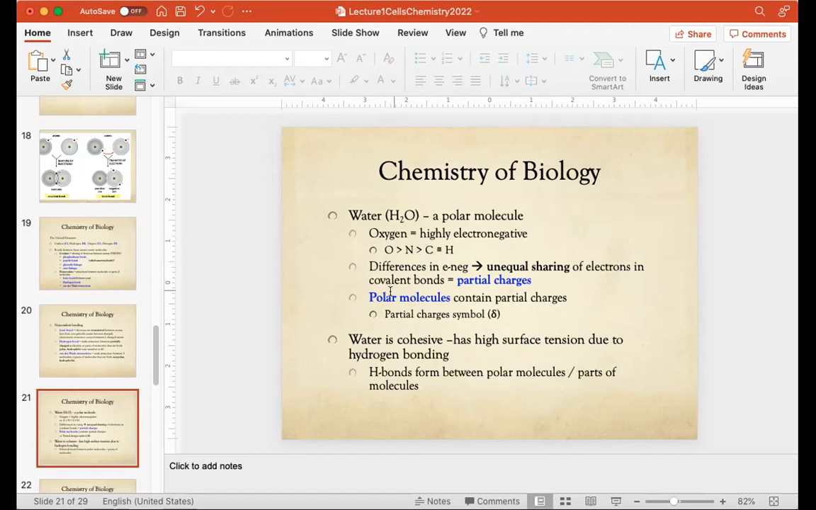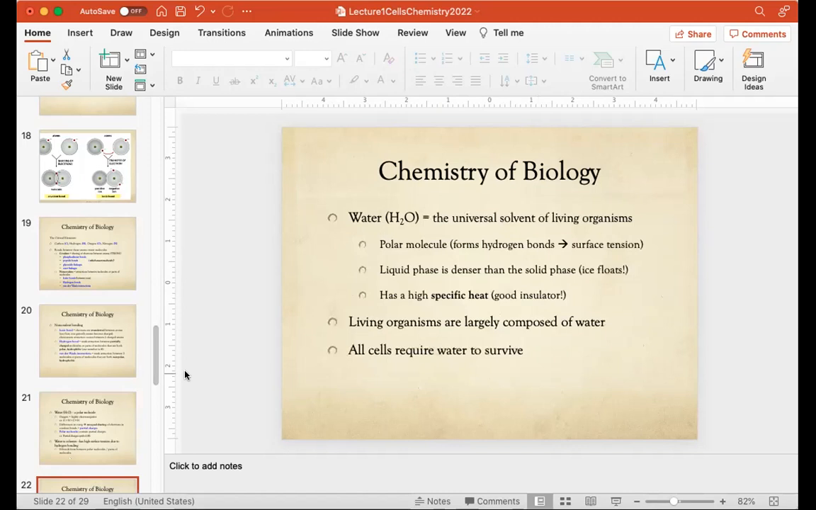So we're going to define polar. We're going to say that polar molecules have partial charges. Partial charges form when there is unequal sharing of electrons in a covalent bond. Let me show you a picture.